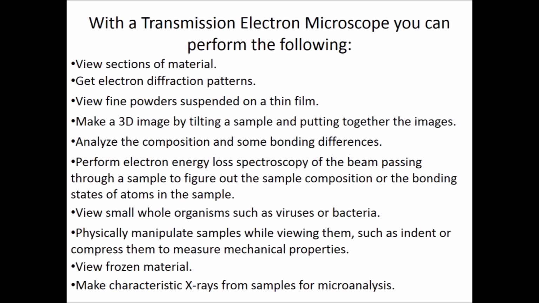With a transmission electron microscope, you can perform the following: view sections of material, get electron diffraction patterns, view fine powders suspended on a thin film, make a 3D image by tilting a sample and putting together the images, analyze the composition and some bonding differences, perform electron energy loss spectroscopy of the beam passing through a sample to figure out the sample composition or the bonding states of atoms in the sample, view small whole organisms such as viruses or bacteria, physically manipulate samples while viewing them, such as indent or compress them to measure mechanical properties, view frozen material, and make X-rays or characteristic X-rays from samples for microanalysis.